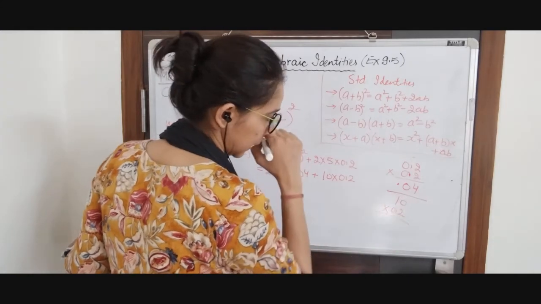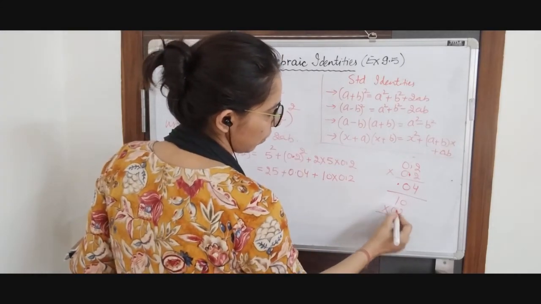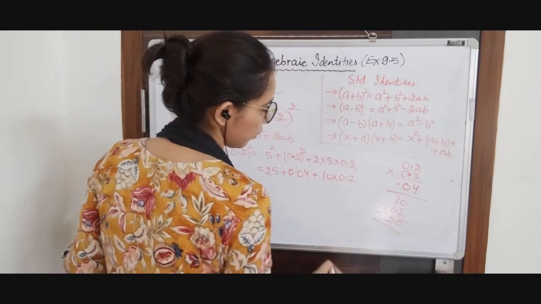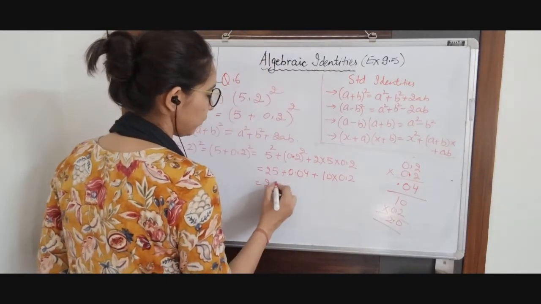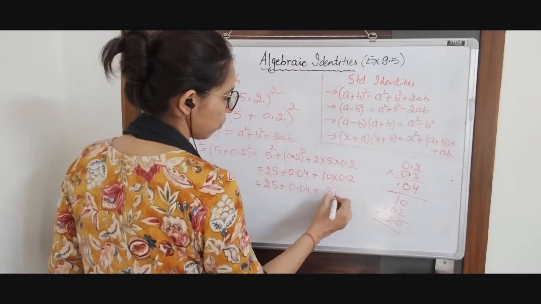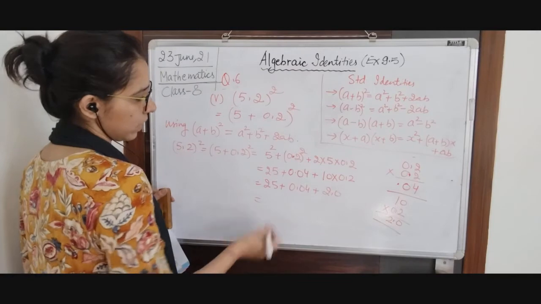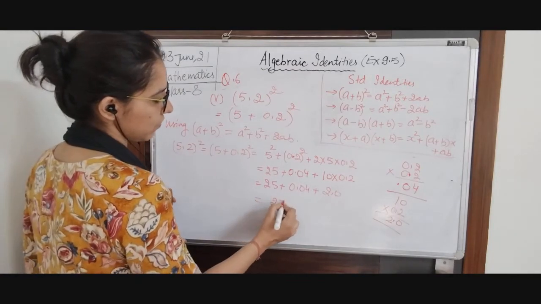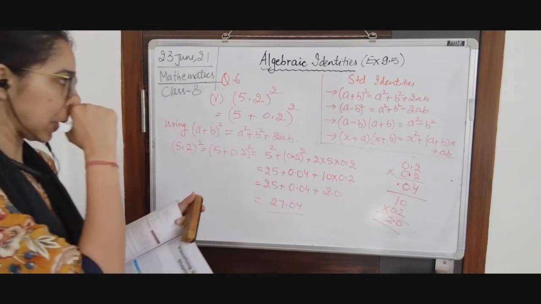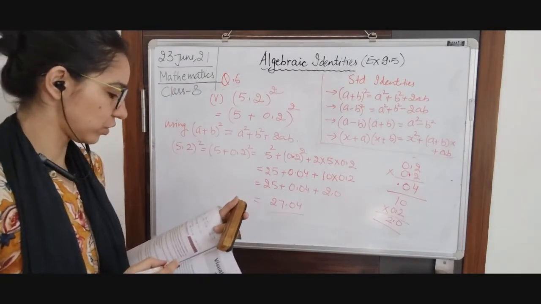It will be 0.20, now the decimal after 1 place, so it is going to be 2. 2.0 or 2, both mean the same thing. So it is going to be 27.04, the required answer, which is the square of 5.2.